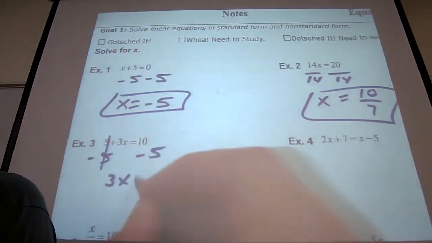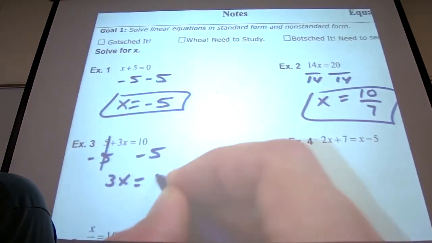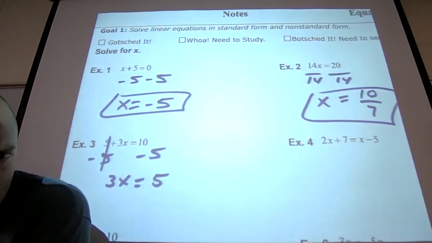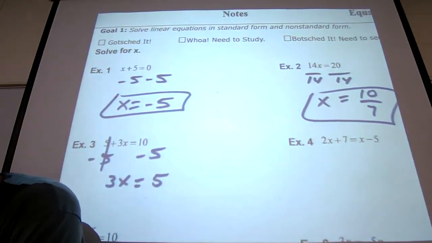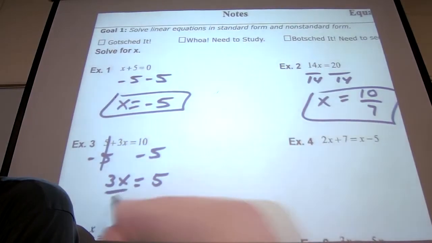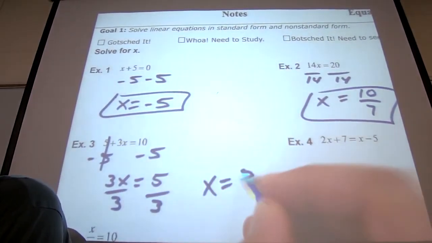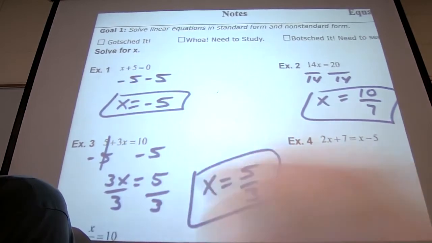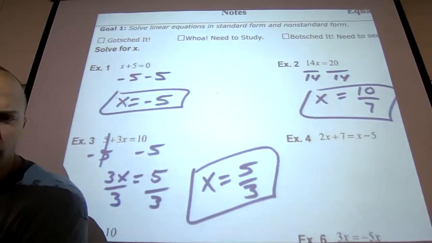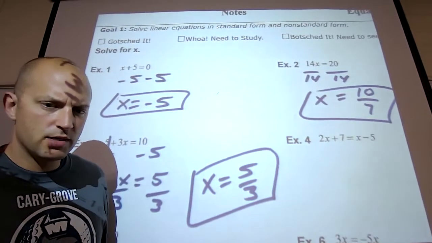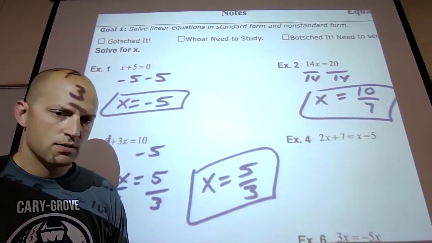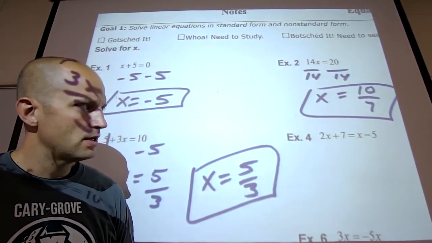That leaves me with 3x equals 10 minus 5 is 5. And then my last step is like example 2, we divide by 3. And I got 5/3, or what? What is that? 1.6 repeating. Okay. So not too bad.